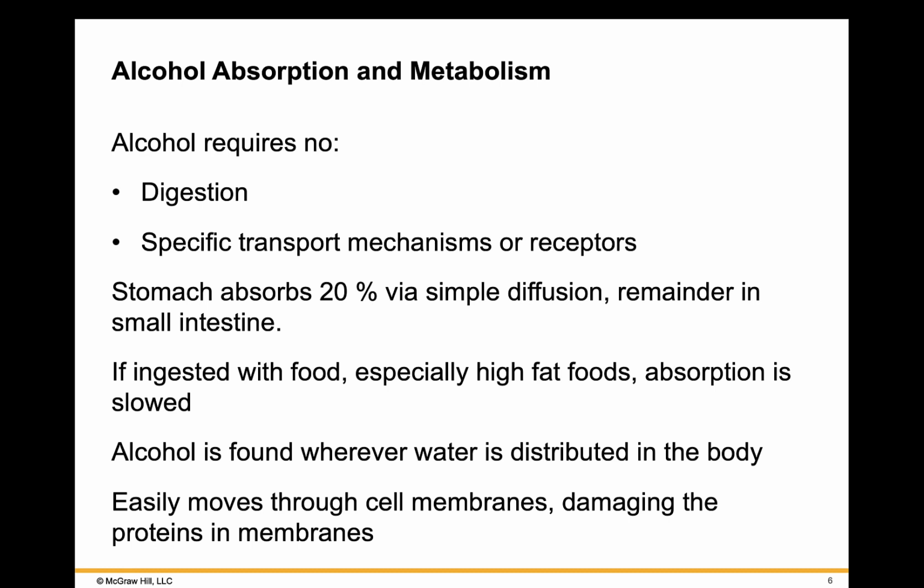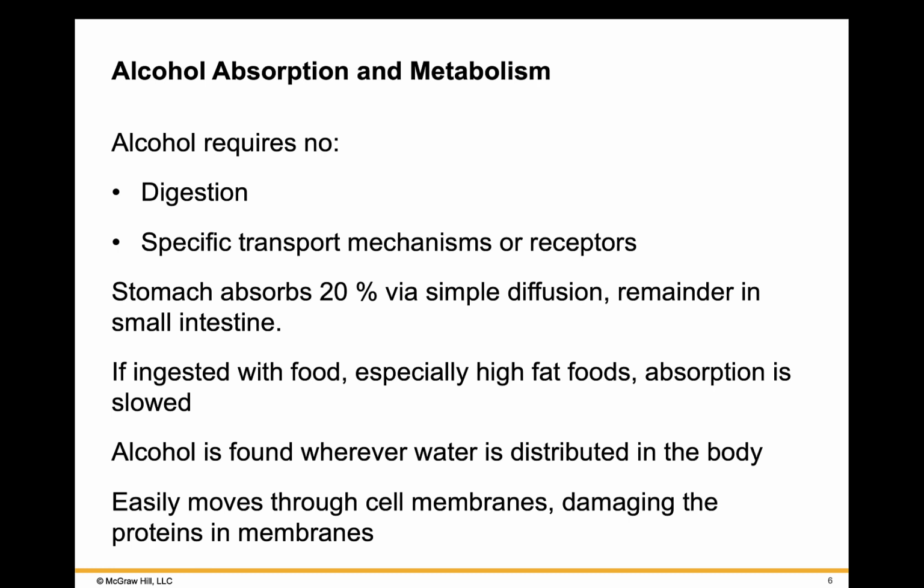When we look at alcohol absorption and metabolism, it is important to remember that alcohol does not require any digestion or specific transport mechanisms or receptors, as it is lipid soluble. The stomach will absorb approximately 20% via simple diffusion, and the remainder will take place within the small intestine. If ingested with food, especially high-fat foods, the absorption of alcohol will be slowed down fairly dramatically.